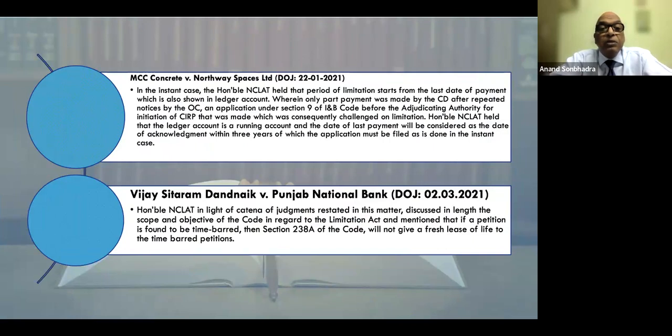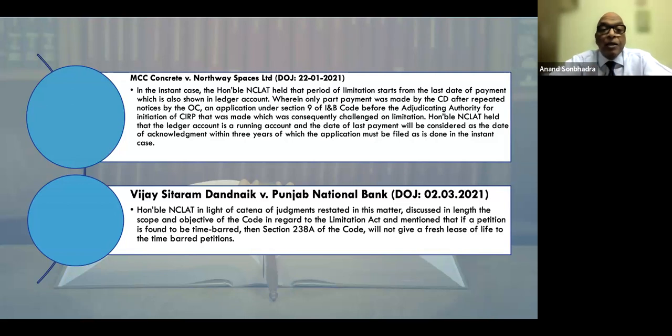MCC Concrete versus Northwest Spaces Limited. In this instant case, Honorable NCLAT held that the period of limitation starts from the last date of payment, which is also shown in the ledger account, wherein only part payment was made by the CD after repeated notices by the OC. An application under Section 9 of the IBC Code was made before the adjudicating authority for initiation of CIRP, which was consequently challenged on limitation.